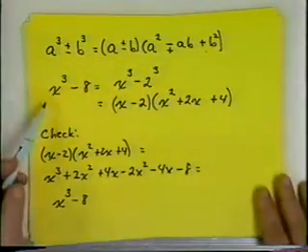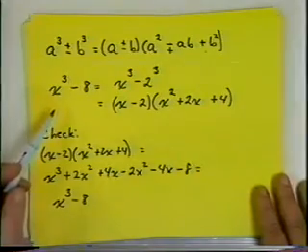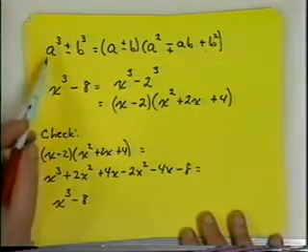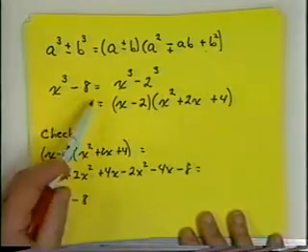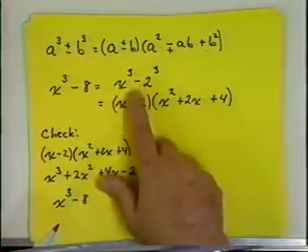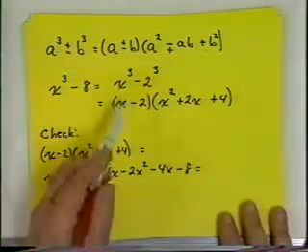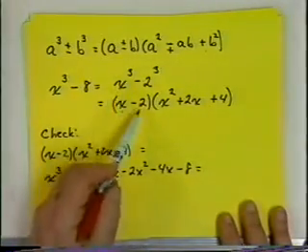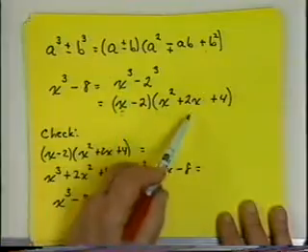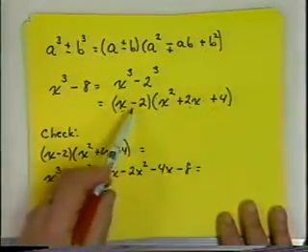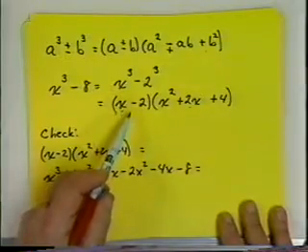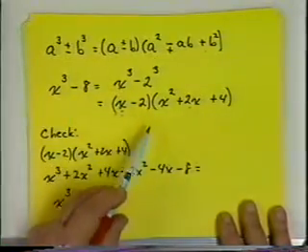So for example, to apply this principle, if a were x and b were 2, this would be x to the third minus 8. That can be written as x to the third minus 2 to the third. That would give me x minus 2 times x squared plus 2x plus 4. Notice you don't multiply by 2 like we did in squaring. This is just a different formula here.